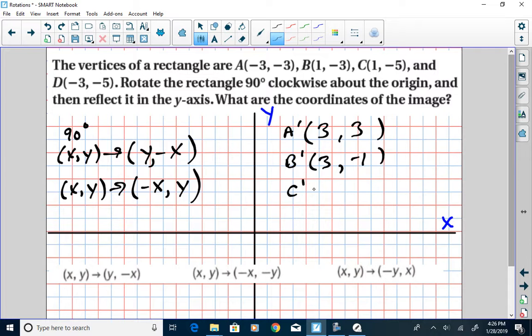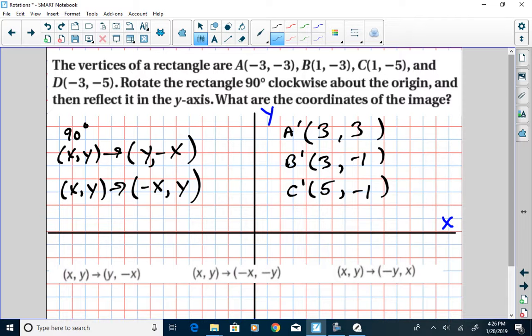Okay, and then we have C prime. For C prime, we have 1 and -5. So for the 90 degree rotation, the y value is going to be first. It's going to be -5, but then I want the opposite of that. That's going to be 5, comma. Then we're going to have the opposite of whatever x is. So that's going to be -1, and the y value stays the same.